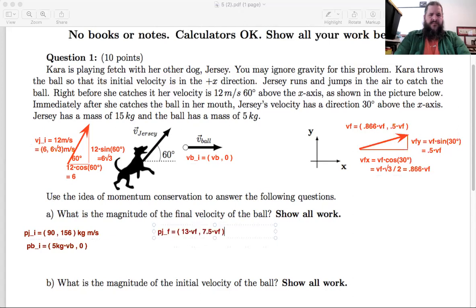And then same idea for the ball, just use 5 instead. So 5 times 0.866, about 4.33. And then 5 times 1/2 would be 2.5 v final. So we now have, even though we don't know all the values, expressions for the initial momentum of everything and the final momentum of everything in terms of the components. Any questions on that so far?